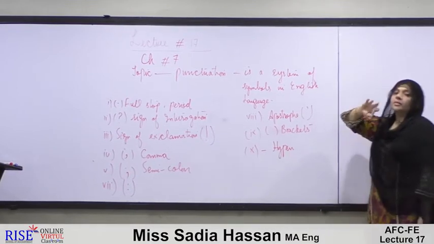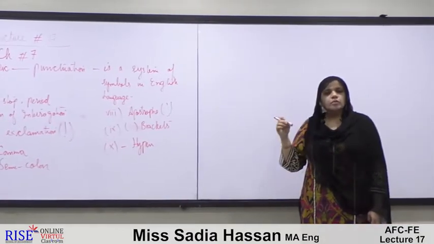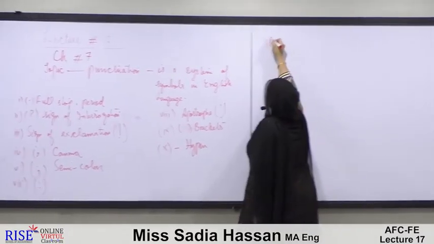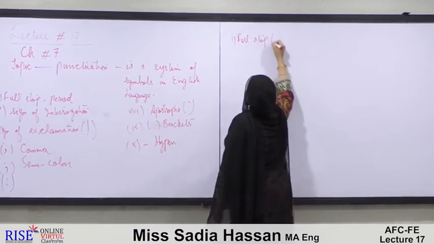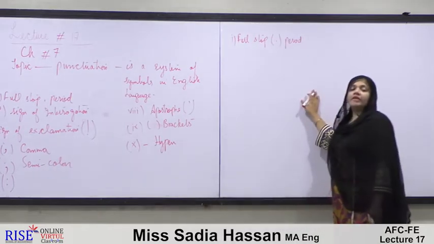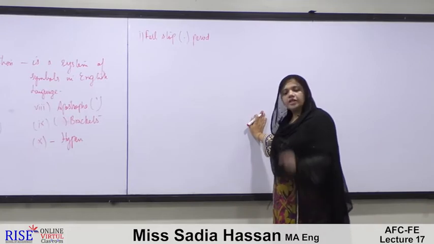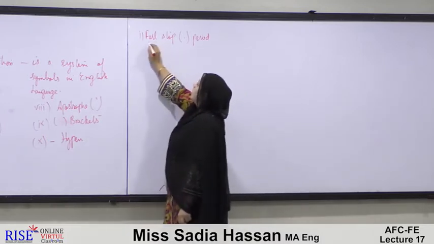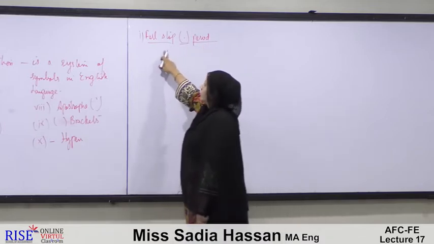First of all, we start with the terminals. What do we mean by terminals? Terminals are those marks of punctuation which are used most often at the end of the sentence. The first one of them is the full stop, or period. Period is the name given to this symbol in American English, and full stop is the name given to this particular symbol in British English. So both of these names are applicable for this mark of punctuation.